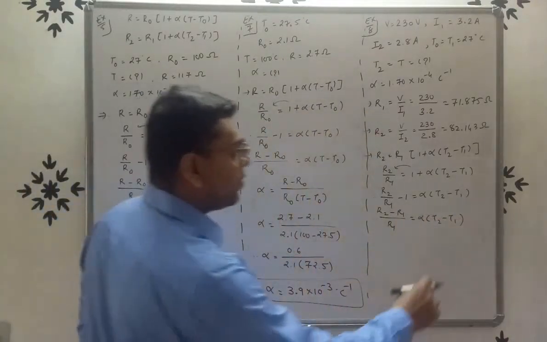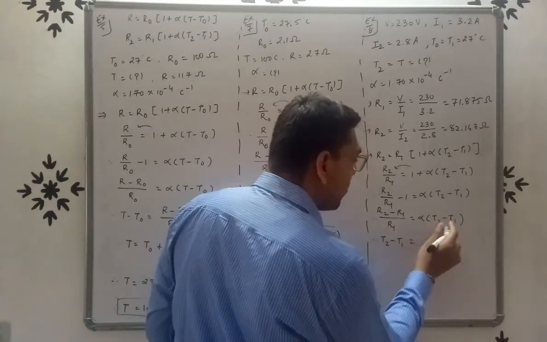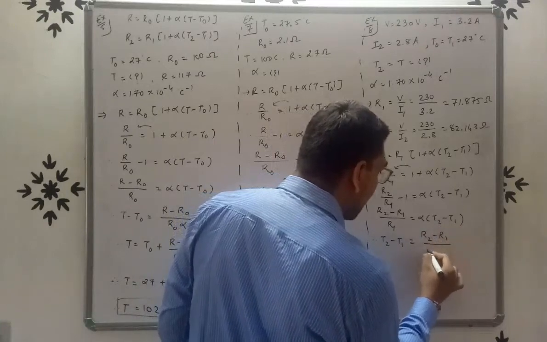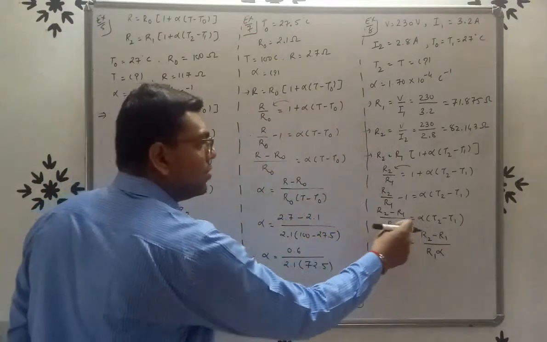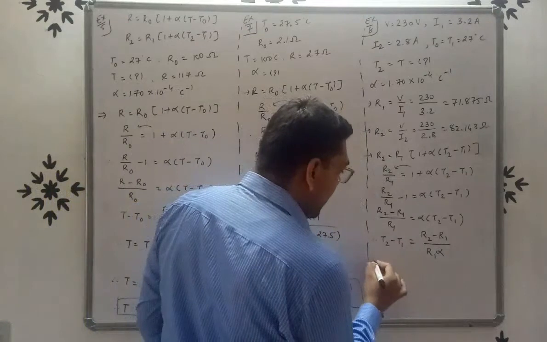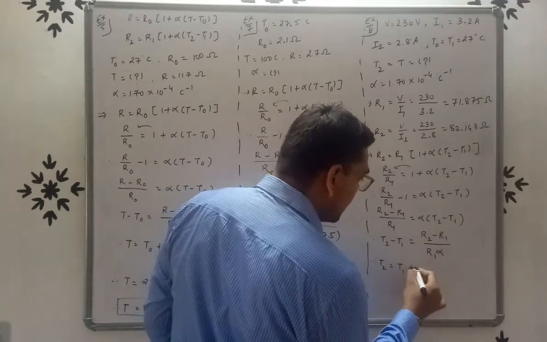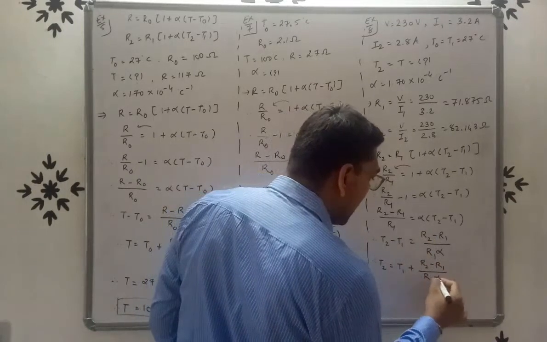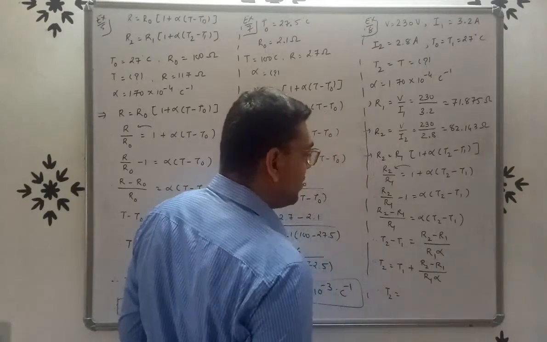So here we have to find T2. So T2 minus T1, if we formulate that, then we will get R2 minus R1 upon R1 into alpha. This alpha goes into the denominator. So T2 is equal to T1 plus R2 minus R1 upon R1 alpha. So we have to find the value of T2.